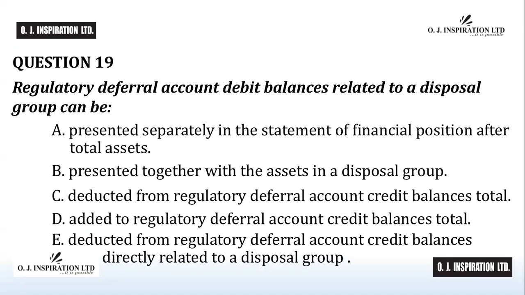Question number 19. Regulatory deferral account debit balances related to a disposal group can be A, presented separately in the statement of financial position after total assets. B, presented together with assets in the disposal group. C, deducted from regulatory deferral account credit balances total. D, added to regulatory deferral account credit balances total. E, deducted from regulatory deferral account credit balances directly related to a disposal group. Ten counts.